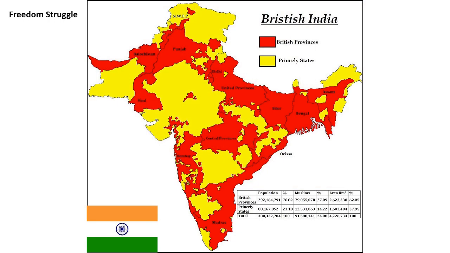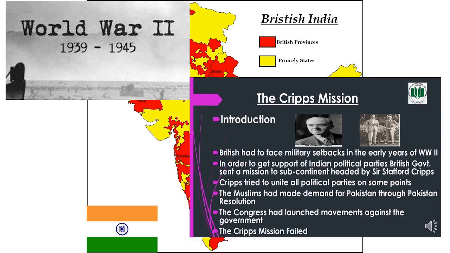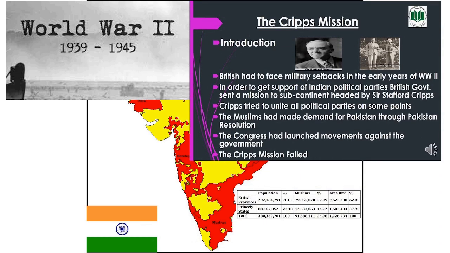Now, World War II had started in Europe in 1939. In order to get the support of the Indian political parties, the British government sent a mission headed by Stafford Cripps in 1942 to unite all parties, meaning to unite the National Congress and the Muslim League. But the Muslim League made a demand for Pakistan. Ultimately, Cripps' mission failed.